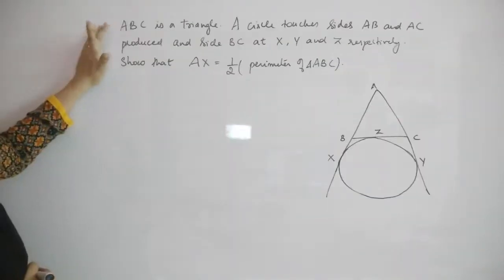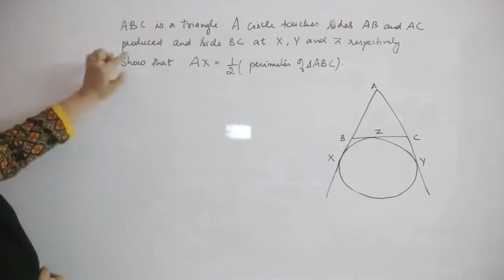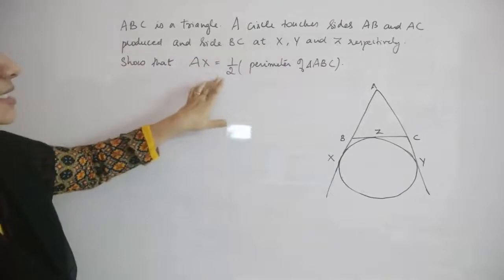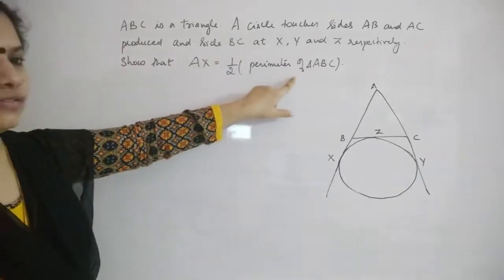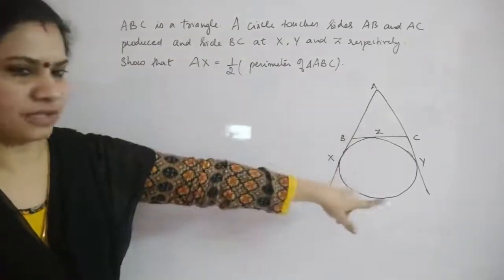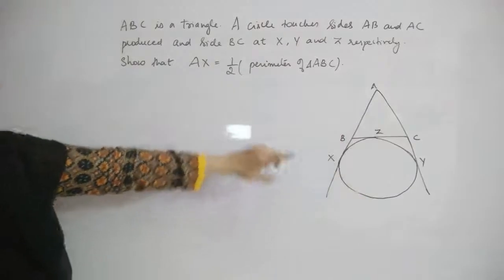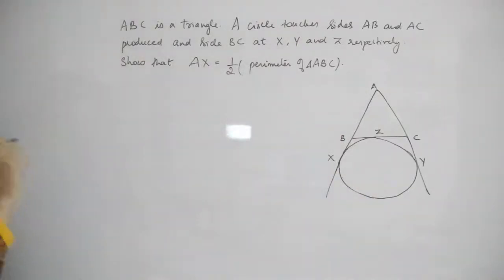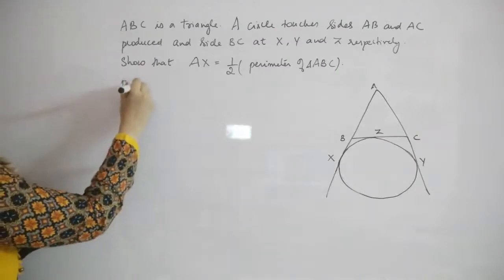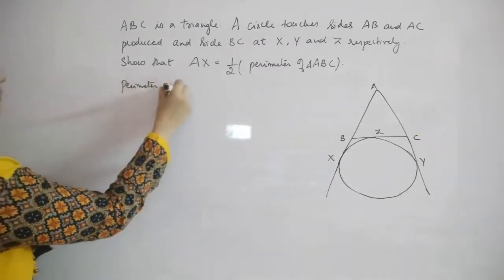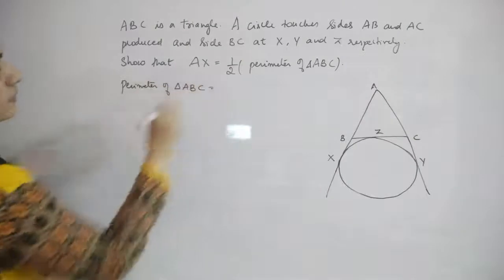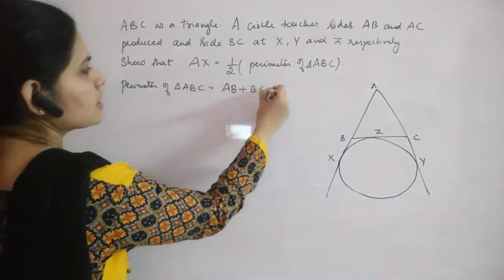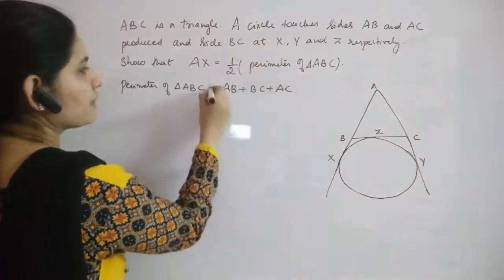ABC is a triangle. A circle touches sides AB and AC produced, and side BC at X, Y, Z respectively. Show that AX is equal to half of the perimeter of triangle ABC. So this will be the figure which you have to draw. Now we will just start with the perimeter of ABC, and it will be AB plus BC plus AC or CA.